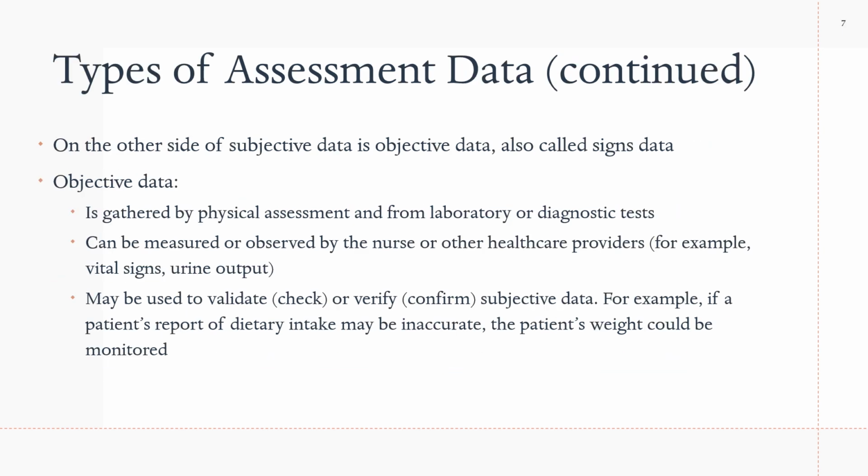On the other side of subjective data is objective data. This is also called signs data, or an object that we can see. Objective data is gathered by the physical assessment. Again, our object, if you will, is going to be the client. It is going to be the patient. We are going to perform an assessment on this object, if you will, right? So that is going to be my objective data, what I am going to see. It can also be gathered from lab studies, because that is very factual.